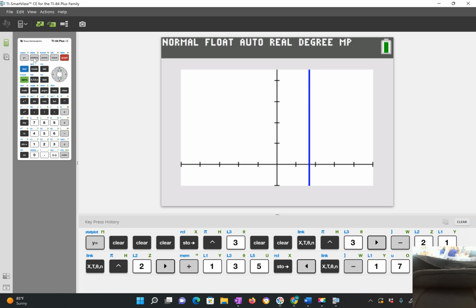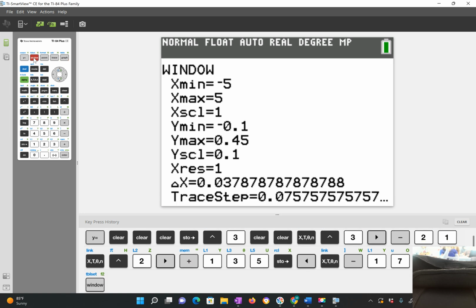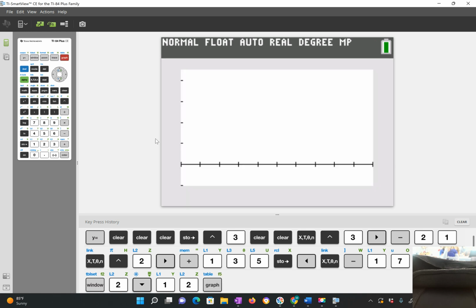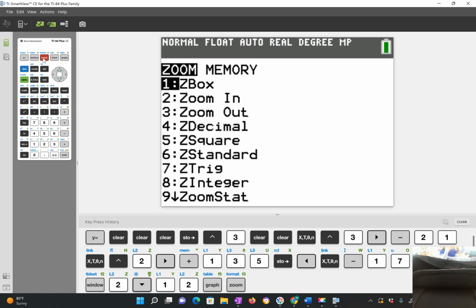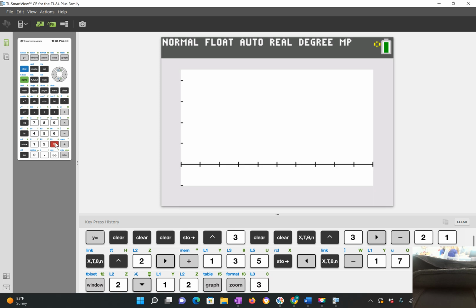But if you go to the window, I can change my max and min since they want 2 to 12, so this will be 2 and 12. And that should be enough for me to go back to the graph. See how it's starting to narrow me down here. I'm going to go to zoom. Let's go to zoom out.